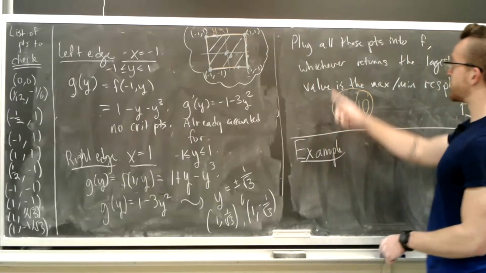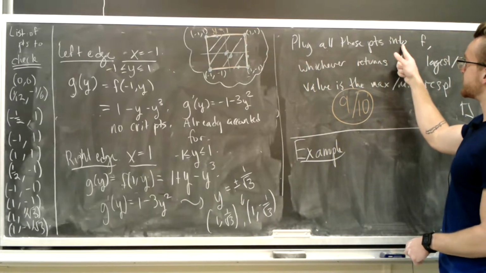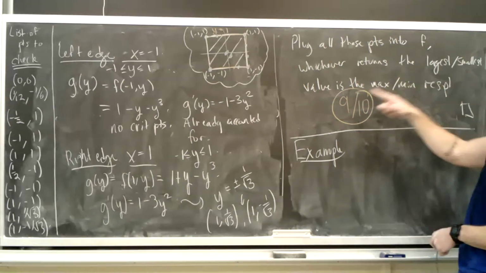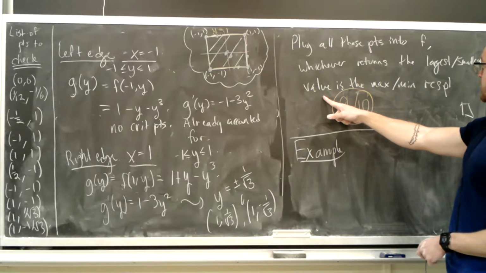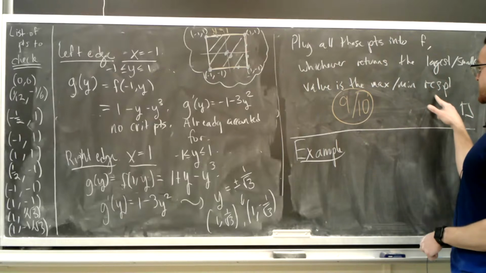Oh, right, and if anyone was trying to figure out whatever I wrote here, plug all these points into F. Whichever returns the largest or smallest value is the max or min, and then this says respectively.